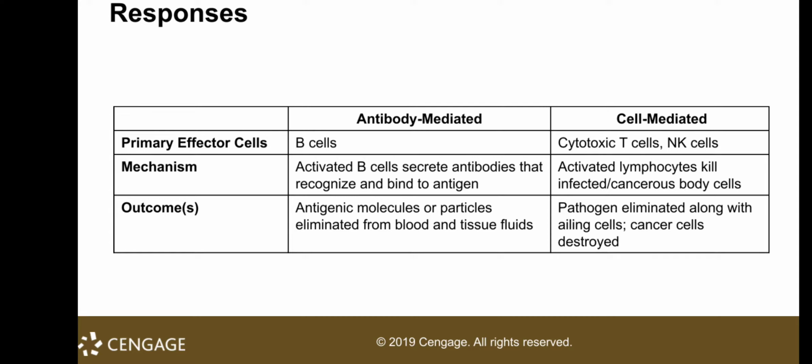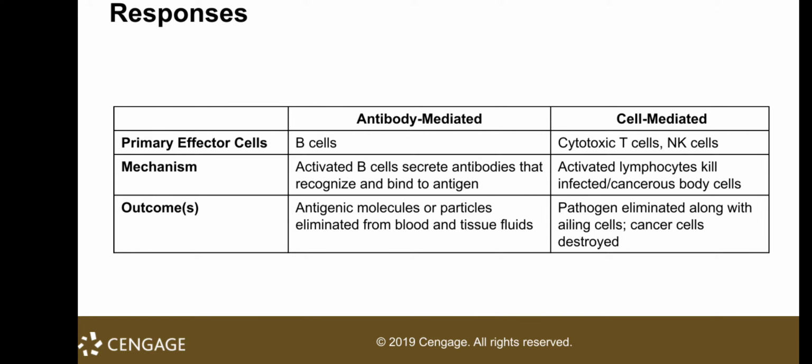So what's the outcome? For the antibody-mediated, the antigenic molecules or particles are eliminated from blood and tissue fluids, because the antibodies that the B cells secrete initiate the complement system and attract the cytotoxic T cells and other white blood cells to the area of infection. So rather than killing off the pathogen, the antibodies serve as signals that there is a problem here, attack here. They also serve as a homing device, directing the immune system on who and what to attack.